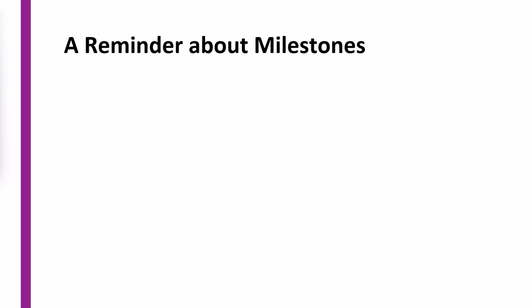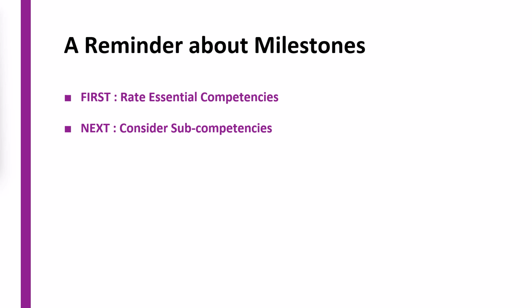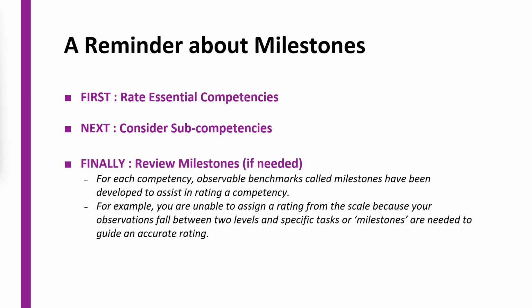Before discussing our final case example, we would like to remind you of the milestones that accompany the ACC tool. There may be times when a decision about a competency rating is unclear. In this situation, you would have to go deeper than the subcompetencies within an essential competency. For each subcompetency, observable benchmarks called milestones have been developed to assist in rating that subcompetency. For example, if you are unable to assign a rating from the scale because your observations fall between two levels, then specific tasks or milestones are needed to guide an accurate rating. Our final example will demonstrate use of milestones.